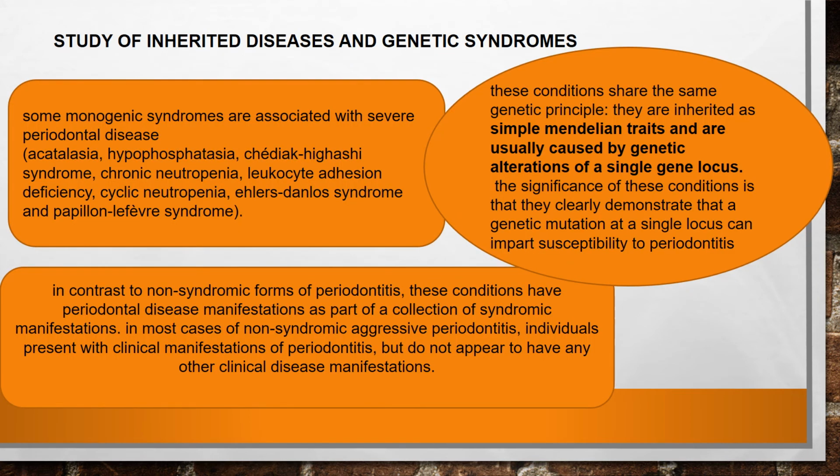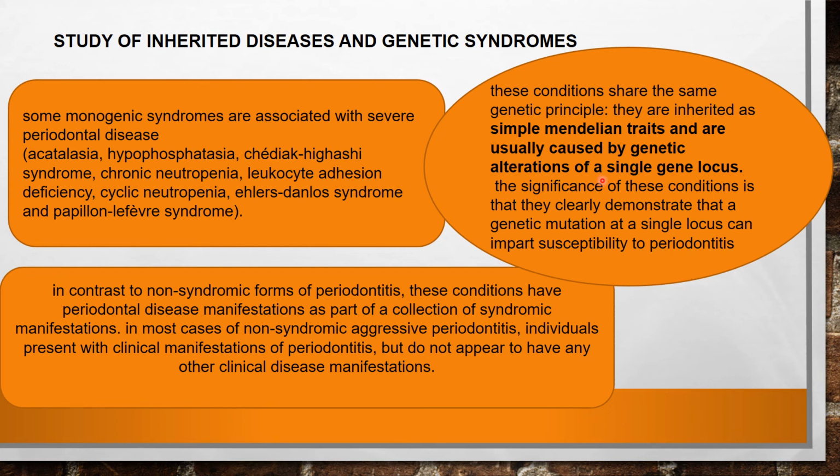Coming to the study of inherited diseases and genetic syndromes, various gene mapping approaches are used to identify the genes involved in Mendelian single-trait or gene disorders. Some monogenic syndromes are associated with severe periodontal disease, and we have already discussed some of these syndromes. These conditions share the same genetic principle, that is, they are inherited as simple Mendelian traits and are usually caused by genetic alterations of a single gene locus.